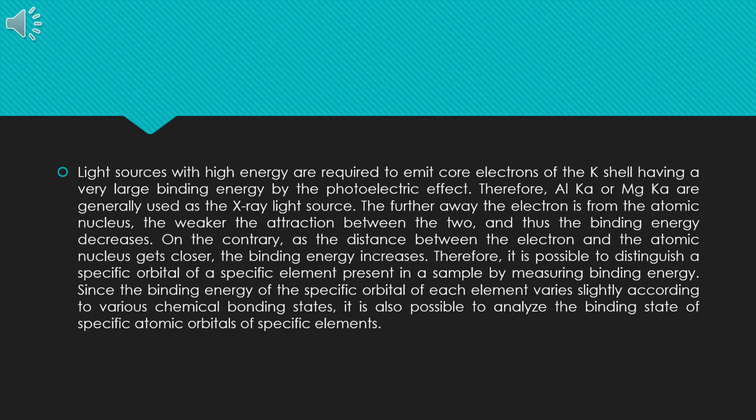The farther away the electron is from the atomic nucleus, the weaker the attraction between the two, and thus the binding energy decreases. On the contrary, as the distance between the electron and the atomic nucleus gets closer, the binding energy increases. Therefore, it is possible to distinguish a specific orbital of a specific element present in a sample by measuring binding energy. Since the binding energy of the specific orbital of each element varies slightly according to various chemical bonding states, it is also possible to analyze the binding state of a specific atomic orbital of a specific element.